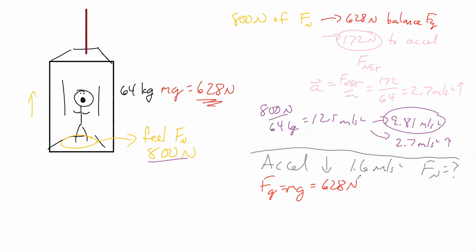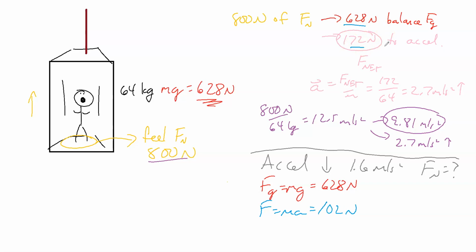So that force doesn't change. But I've got the acceleration. So if I do F equals ma, where I take the mass of the guy, the 64, and multiply that by the acceleration of 1.6, I get about 102 newtons. Okay, so it's very similar to what we were doing up there.